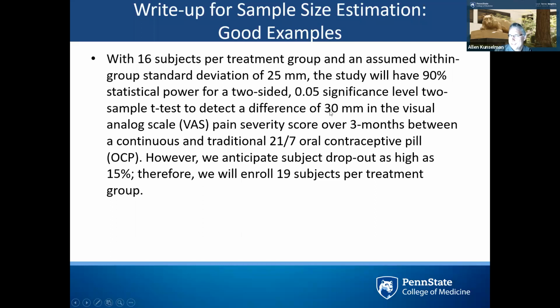It says what test they're using, a two-sample t-test. What's the effect size you're trying to show? They're trying to show a 30 millimeter difference in the visual analog pain severity scale. So it tells us what our effect size is, and it tells us what our two treatment groups are, a continuous and a traditional OCP. And then it goes on to say they anticipate 15% dropout. So instead of recruiting 16 subjects, they're going to recruit 19. That way, when the estimated 15% of people drop out, they'll have the required 16.